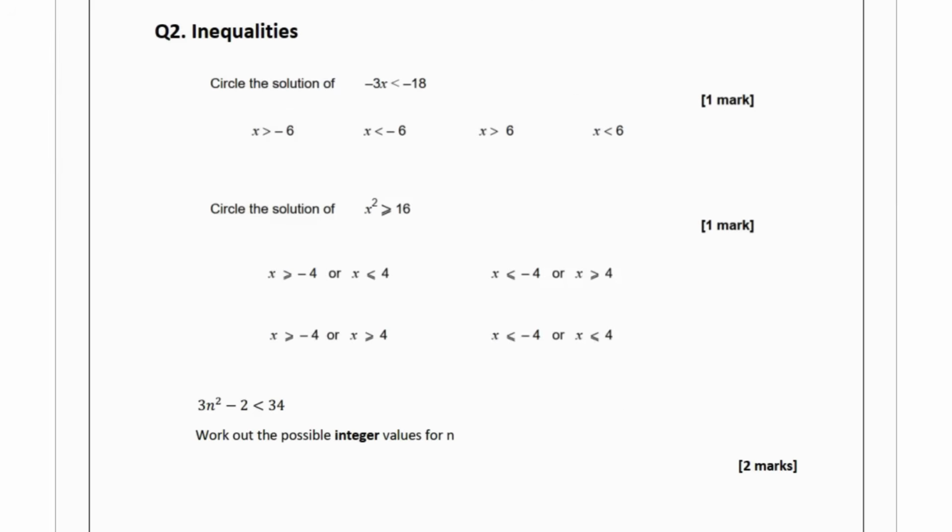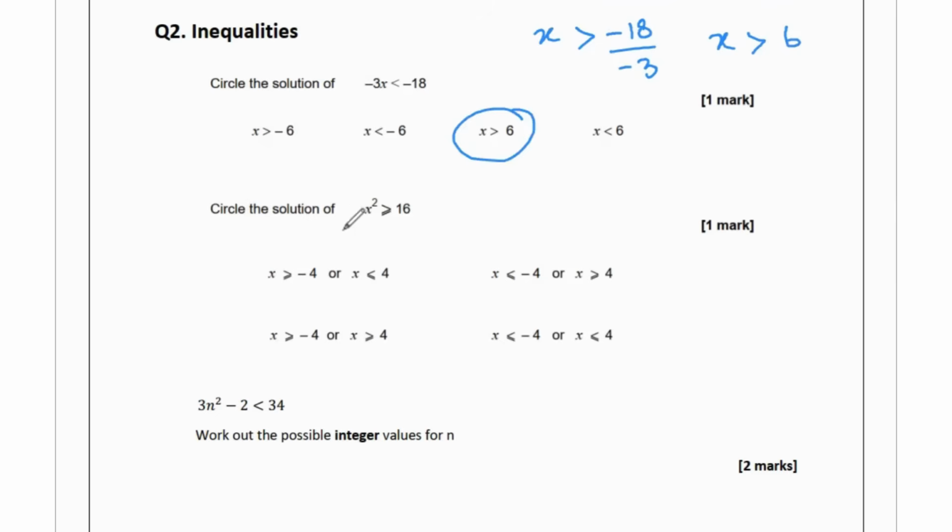So as far as I know, inequalities did not come in paper 1, so it's bound to come in paper 2. So for this, it says circle the solution of negative 3x less than negative 18. Whenever we have a negative sign on both sides of the inequality, to find the value of x, we will flip the inequality when we divide both sides by negative 3. And what we get is x is greater than 6, not less than. So this is your answer.